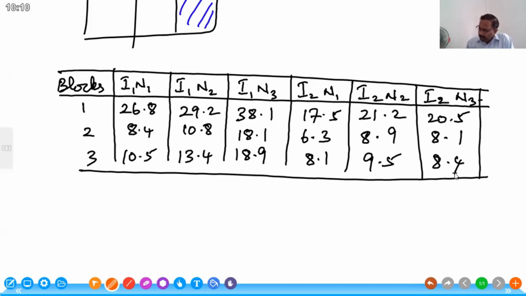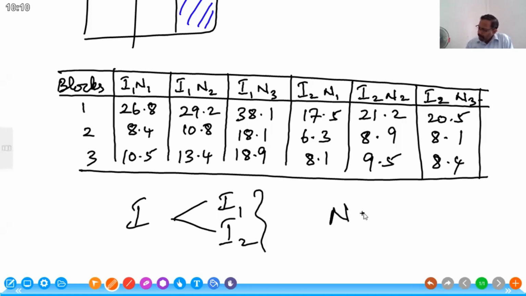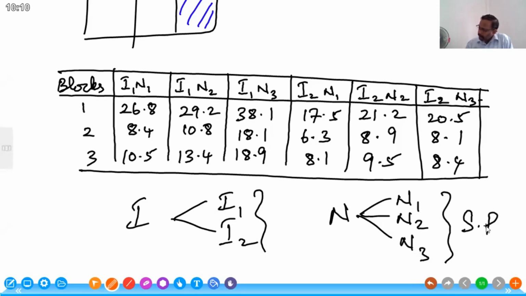So here, irrigation level, there are two levels, I1, I2. This is the main plot. Then we have nitrogen, we have 3, N1, N2, N3. So this is the subplot. So that is the experiment. We have given 3 blocks. That is fine. Any questions?